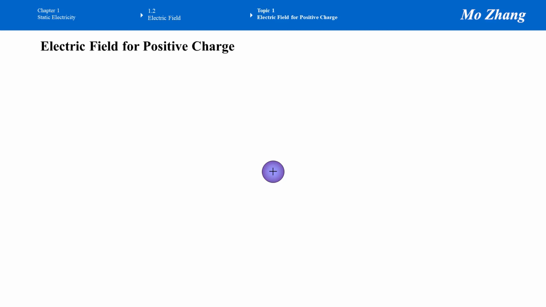Here, let's just pick one positive charge and place it here. These are called electric field lines, or simply field lines. As you can see, these field lines are pointing outward from the positive charge. For the direction of the arrows, we know these field lines are leaving this positive charge. In conclusion, for positive charges, the electric field goes outward from the charges.